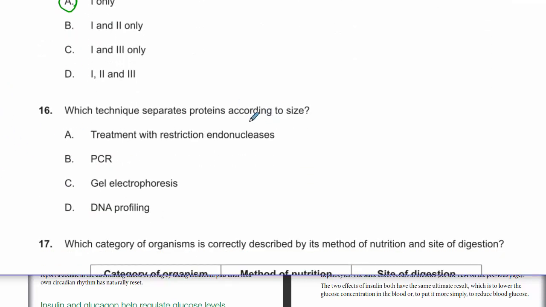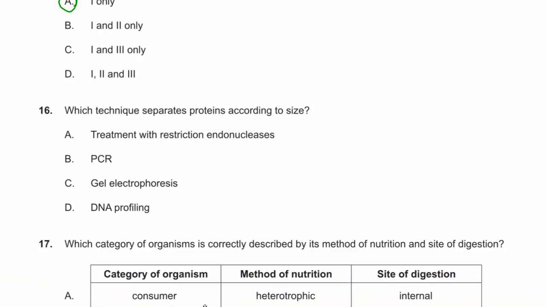16. Which technique separates proteins according to size? A is treatment with restriction endonucleases, and this is wrong because this doesn't have anything to do with proteins. This is a way to cut DNA. Restriction enzymes are for DNA, and nucleases, you hear that they do something with nucleotides, which are DNA or RNA. So this is wrong.